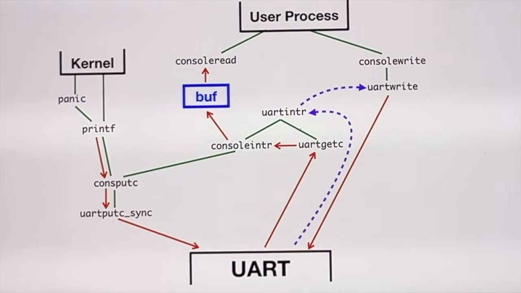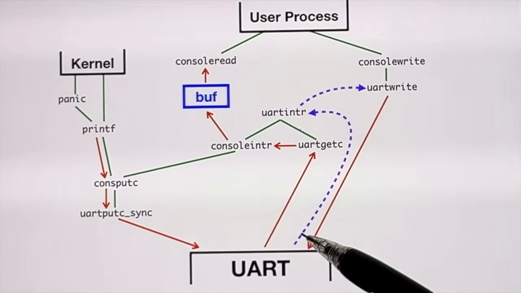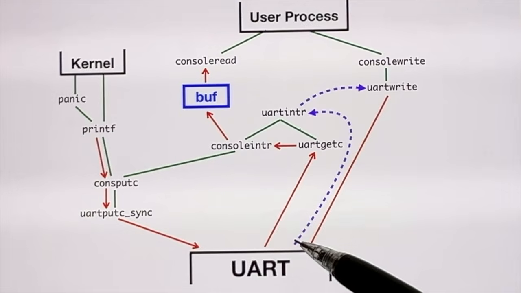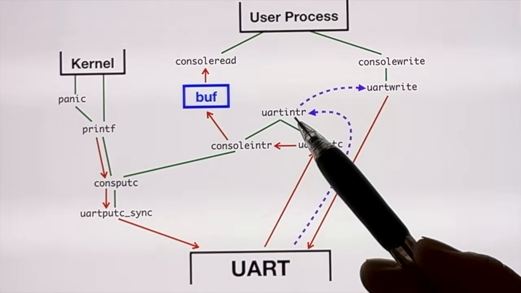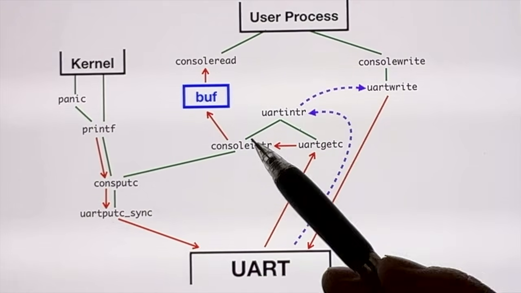Next, let's talk about input. At more or less random times, the user will type on the keyboard and an input byte will come in through the UART device. When there's a byte that's been received by the UART and is ready to be retrieved by the software, the 16550A will signal an interrupt. The interrupt handler will run and retrieve the byte. But then, what will it do with it?